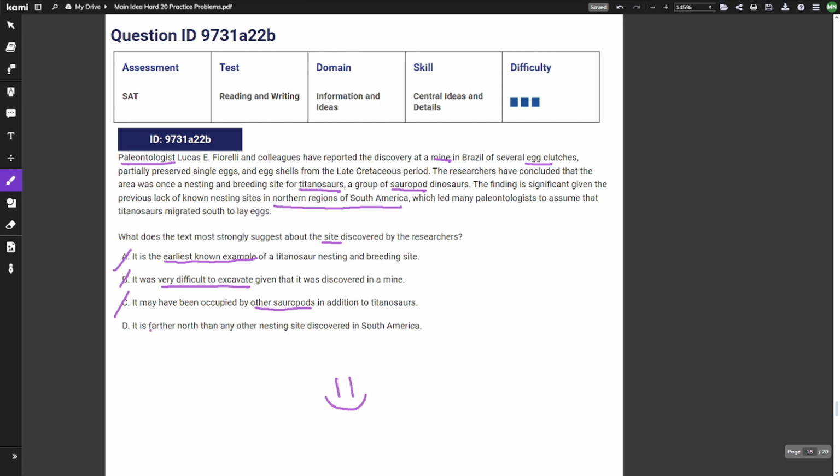And then D, it is farther north than any other nesting site, and that is true, because here it says in the text that there was a lack of known nesting sites in northern regions. So these guys don't be laying their eggs in the northern regions. So our best answer would be D.